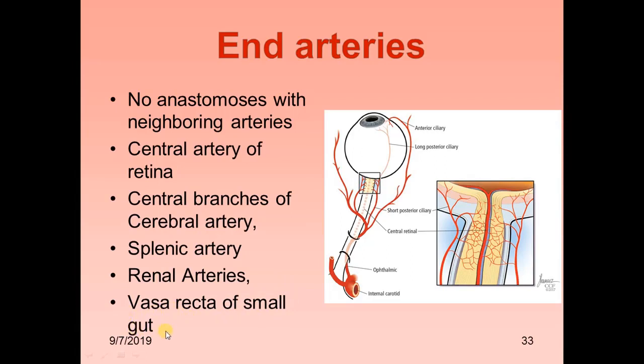When these arteries are blocked, then naturally that part of the gut tissue suffers blood loss or infarct. We call it an infarct because there is no blood supply. So the most common areas where you see infarct are the gut, spleen, renal, and the cerebrum and the retina. So end arteries means naturally no anastomosis and they are directly supplying the target tissues.